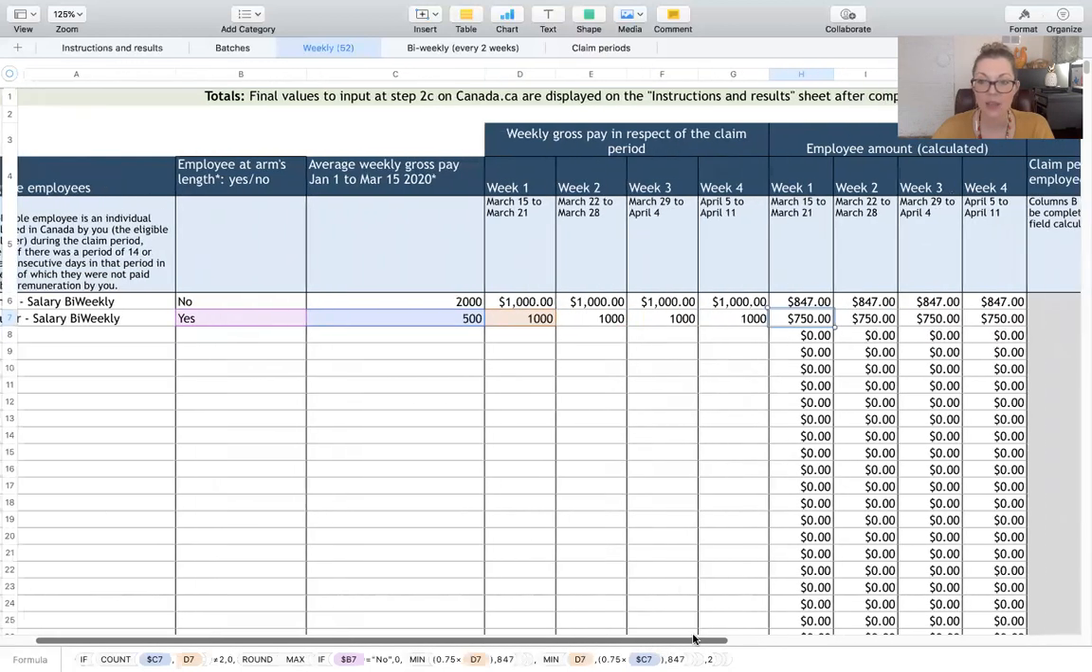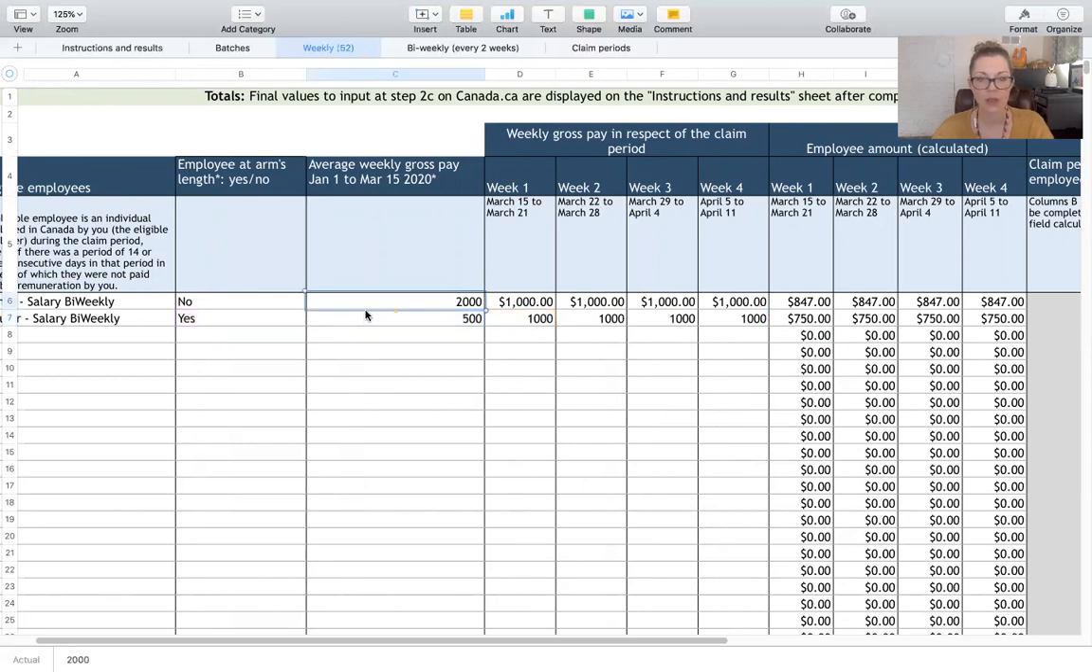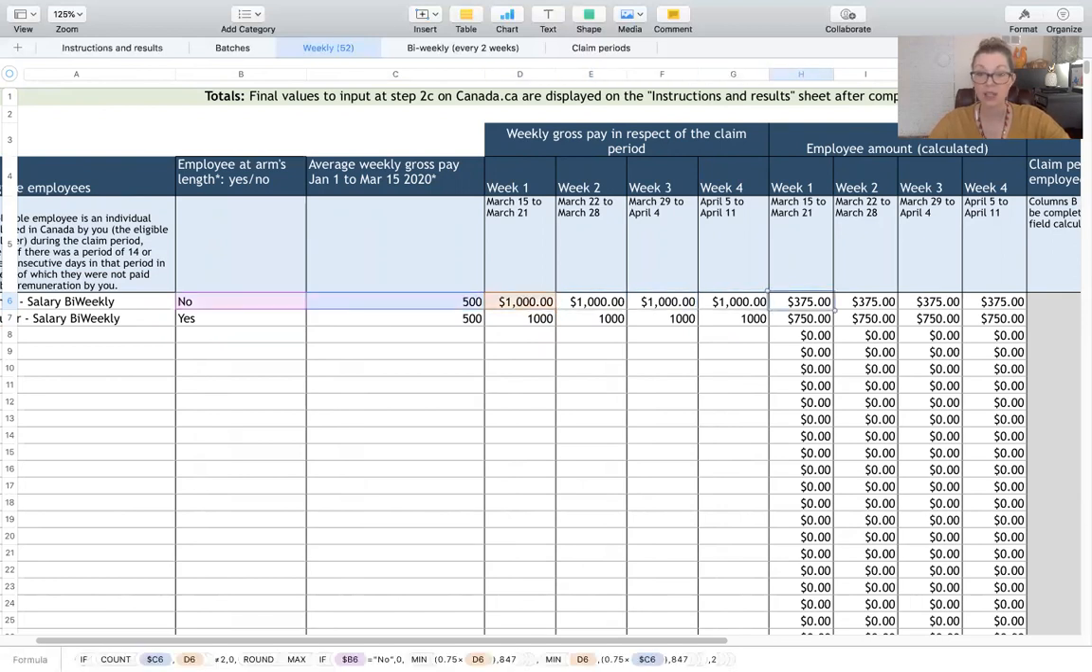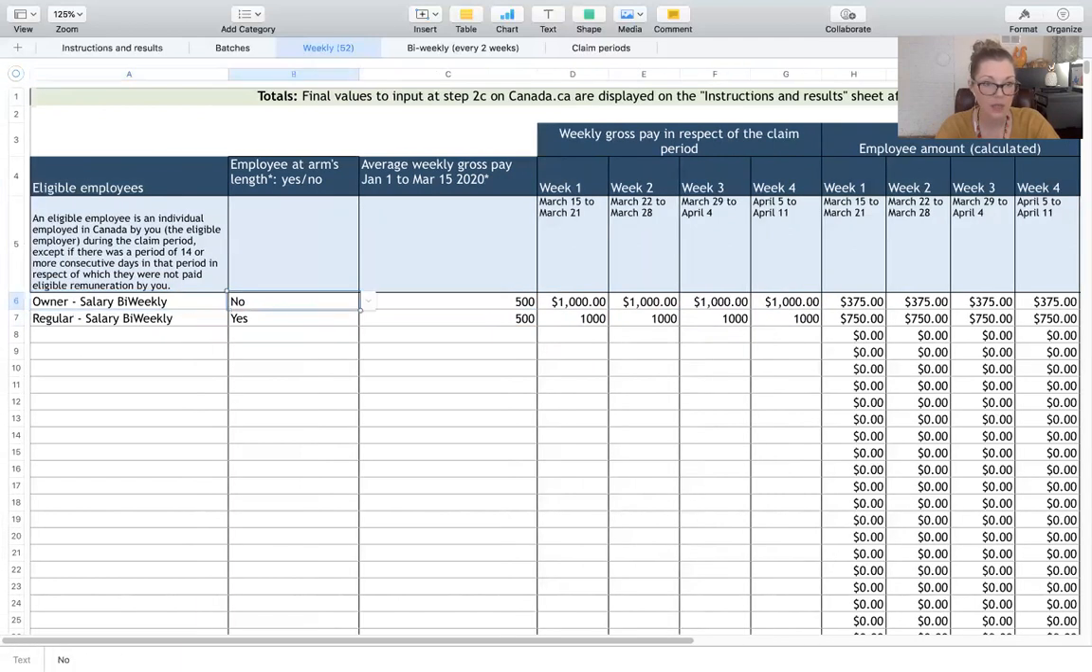So the reason that that's working at the higher amount here is because this person is at arm's length. But for myself, if I tried the same thing for myself, it's a no-go. Well, not quite. I just get less, right? So these are the exact same, other than this is for the owner who's not arm's length, and this is for someone else who is arm's length.